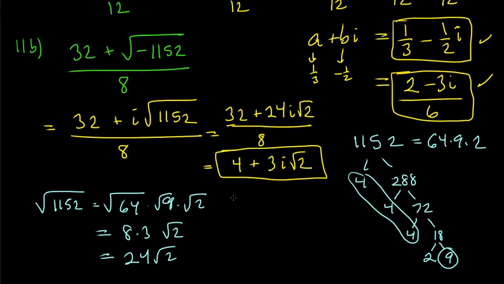You see how I got that, right? I just split it up. 32 over 8 plus 24 over 8 times i root 2. So the 32 divided by 8 is the 4, the 24 divided by 8 is the 3, and then the i square root of 2. All right, good enough.